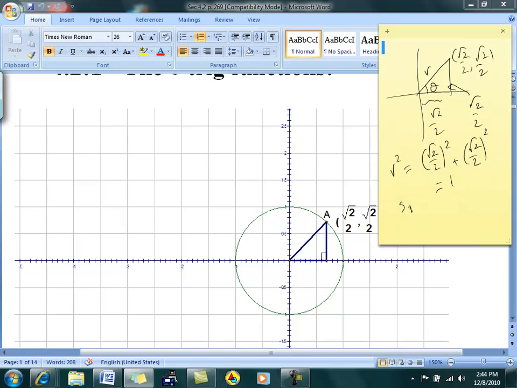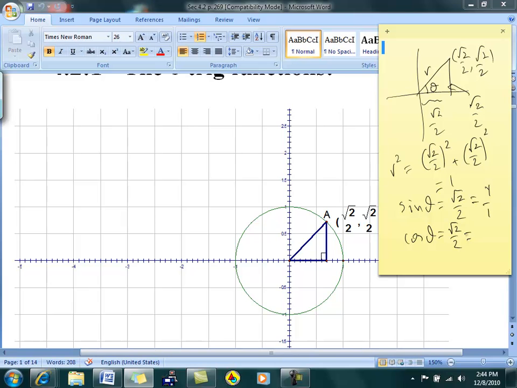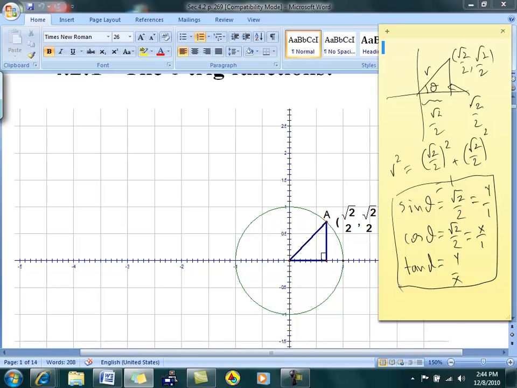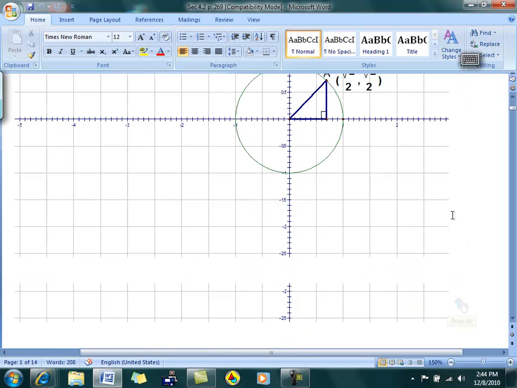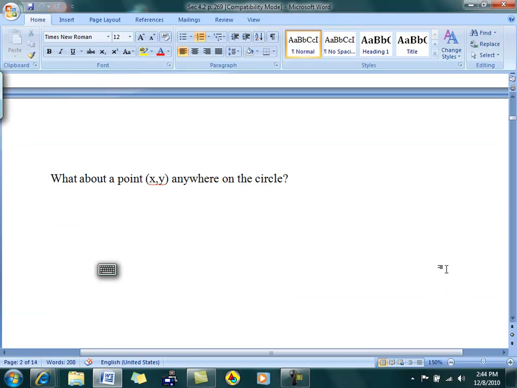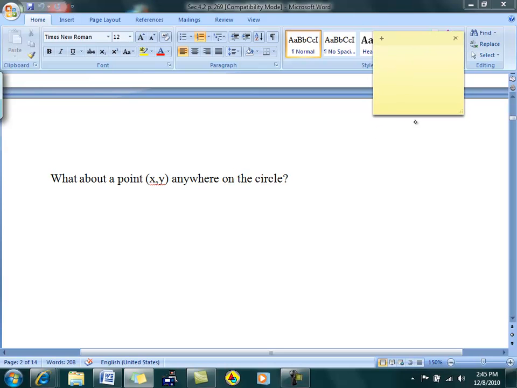So if you look at it, then sine theta is equal to root 2 over 2, which is the same thing as saying it's equal to y over 1. Cosine of theta is also root 2 over 2, and from this triangle you can see that it is x over 1, and tangent theta is equal to y over x. So here are equations for sine, cosine, and tangent given a point x comma y on a unit circle. The next thing we're going to deal with is what happens if the point is not on a unit circle. So let's take a look at that situation.